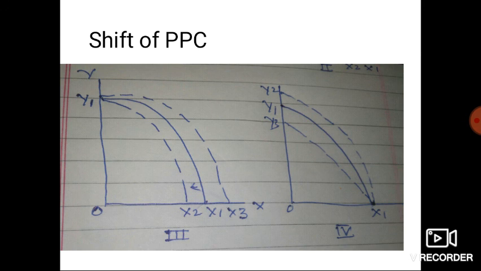So dear student, today we have discussed the shift of PPC. Now in the next class I will teach you about the shape of the PPC. Thank you and have a nice day.